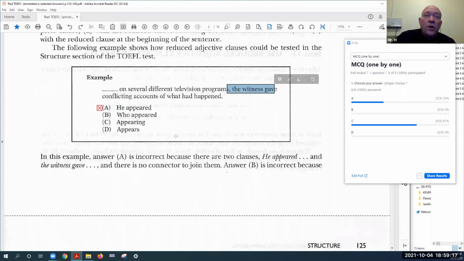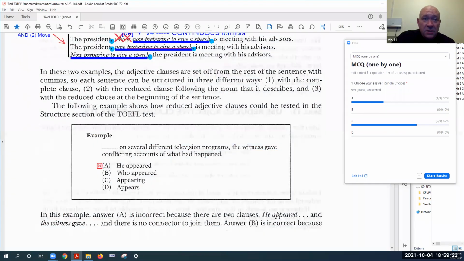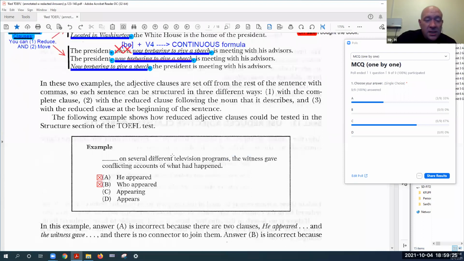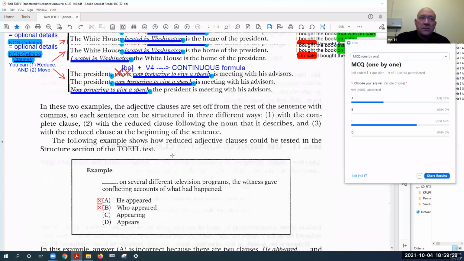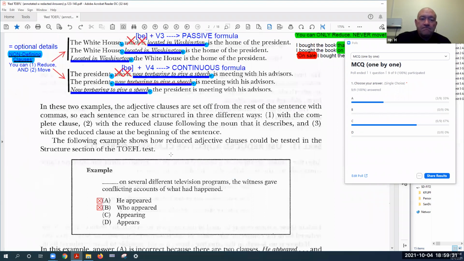What about beta? Nobody selected beta. It is incorrect. Does anyone know why? Because when we reduce the adjective clause, we must delete the connector subject. You got it, Riva. When you reduce it, you remove the connector subject. This one has the connector subject, so it's not possible. We've got 2 more choices now, Charlie and Delta.